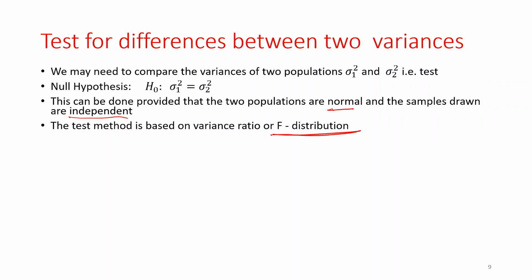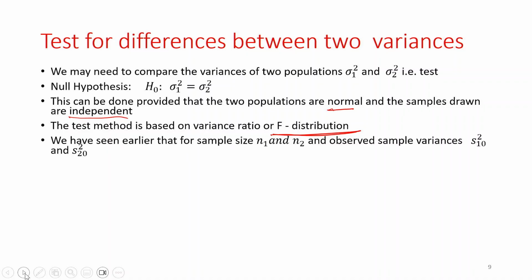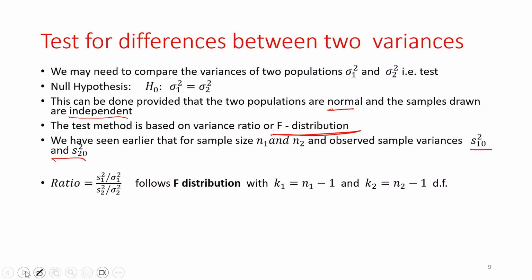So when there are two separate populations, both are normal, and we draw samples from both of them and find out what are their variances, then we want to compare the variability in population 1 and population 2. Then you should go for this kind of test. We have seen earlier the sample sizes N1 and N2 and observed variances, these two sample variances. So we have to find out this ratio.